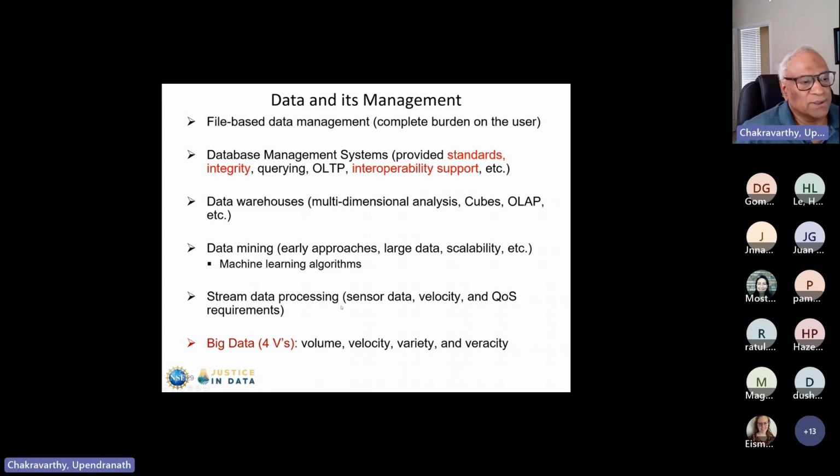Then there was stream data processing for dealing with different kinds of data that were coming. It was developed for sensor data, but today the data coming from Twitter, for example, can be seen as stream data because you're generating very large volumes of data in a very short time. And the rate at which it comes depends upon how popular the particular topic is, etc. And finally, we have the notion of big data, which is characterized by what we call the 4 V's: volume, velocity, variety, and variance.